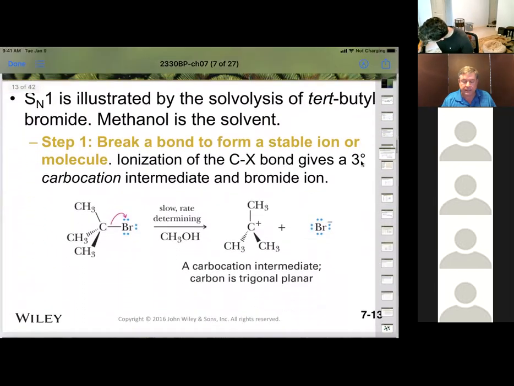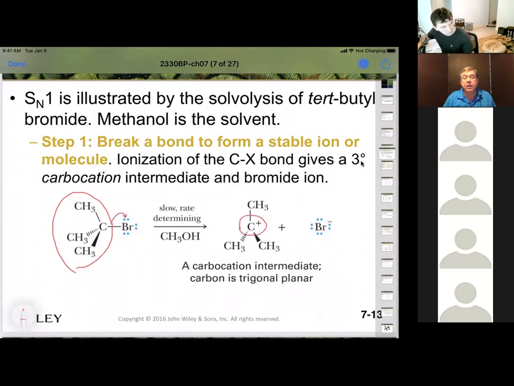Well, it'd be something easy: the first step is you break a bond to form a stable ion. In this case, we have three groups on that carbon, so we're going to generate a tertiary carbocation, which is the most stable carbocation available to it. But this is also what we call the slow step, or rate determining step. Breaking that bond, you have to have a reason to break that bond. And in this case, we're probably using solvent to help break that bond up a little bit to give us our cation and our anion right here.